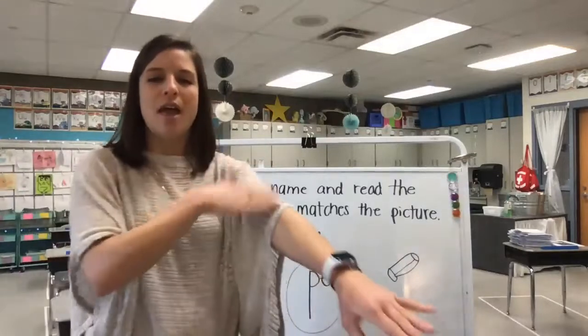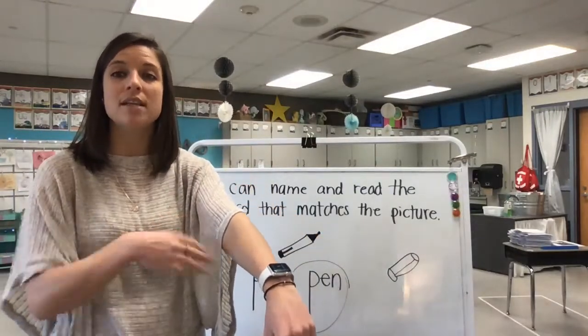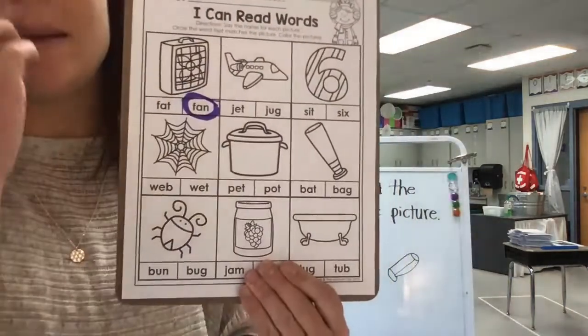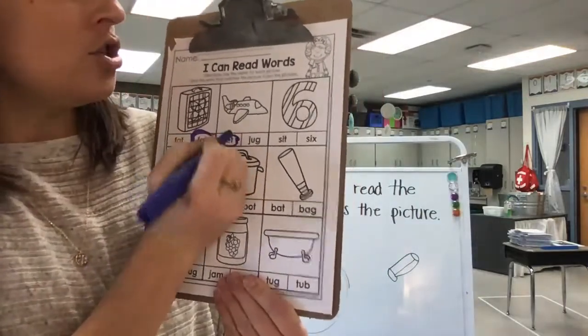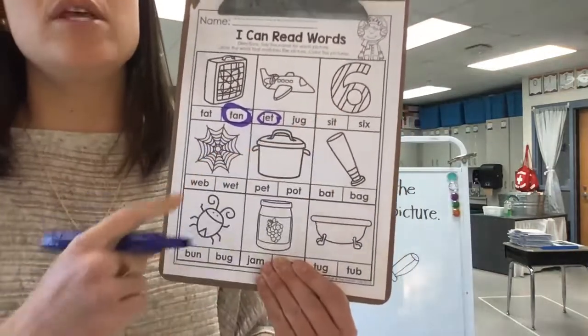Okay. J, e, t. What's our last sound? T. What letter says t? T. Do we have a word that's spelled J-E-T under the jet? The first one. Good. So we're going to circle jet. Okay? Go ahead and complete the rest on your own.